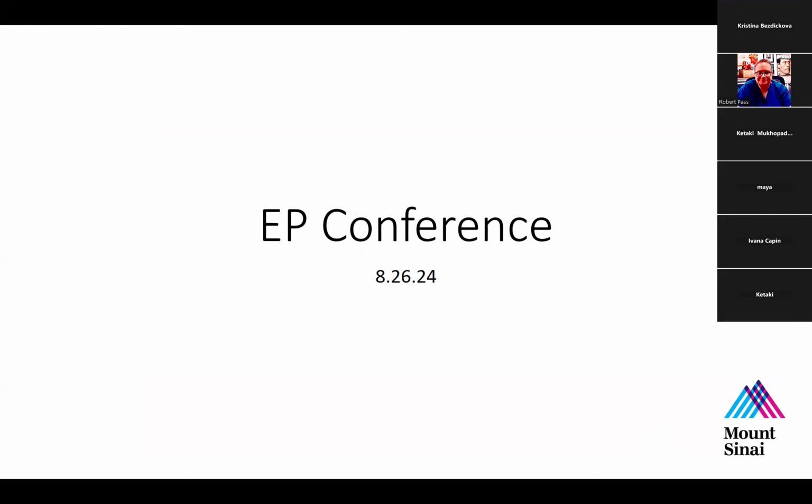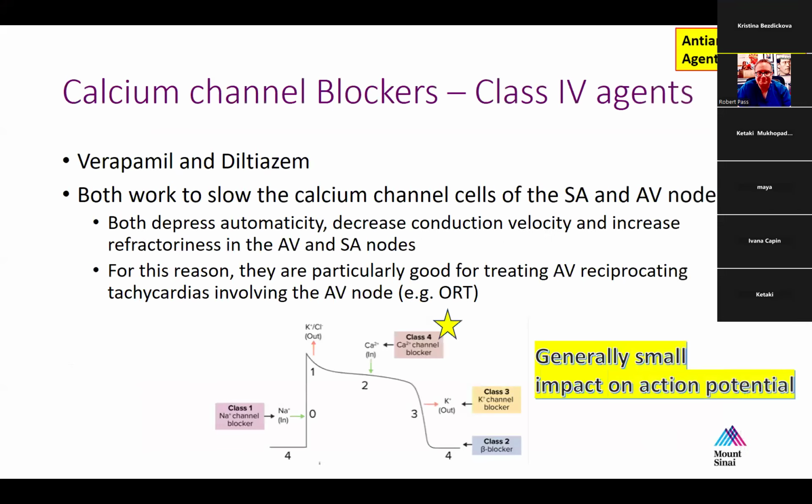So, this is our last antiarrhythmic agent talk. We're up to calcium channel blockers, which are the class 4 agents. The two most important ones are verapamil and diltiazem. Both of these agents work to slow calcium channel cells of the SA and AV node. They depress automaticity, decrease conduction velocity, and increase refractoriness in the AV node and the SA node.